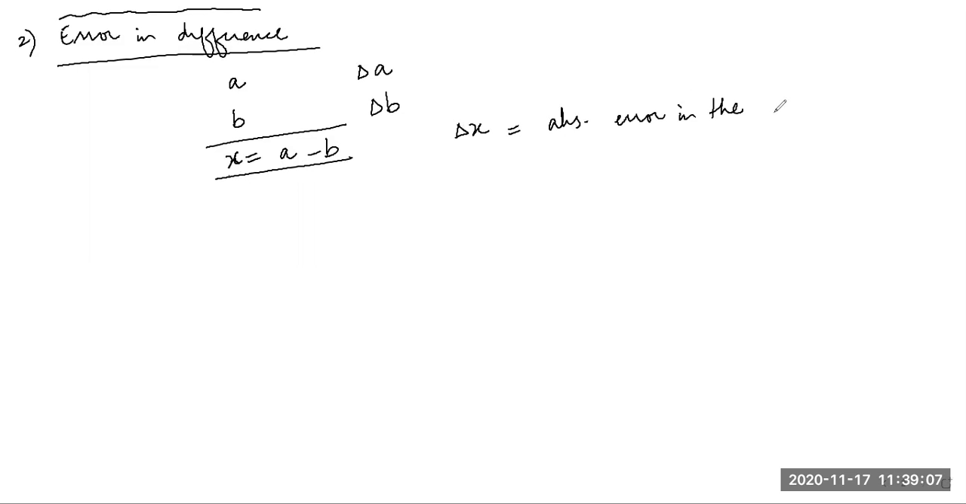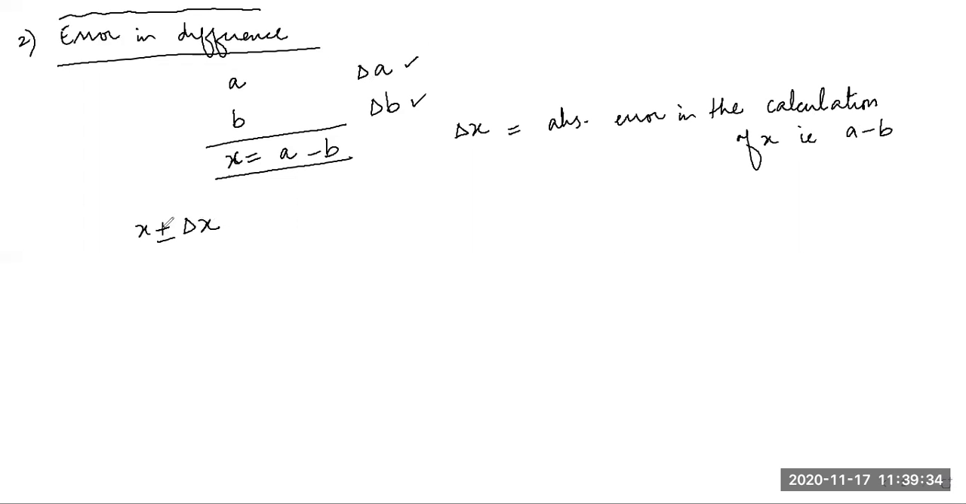Jasmine, what should I write? I should write "in the calculation", because X I have not measured, I have calculated on the basis of errors of A and B. Absolute error in the calculation of X. What is X? A minus B. Right, students? So how will I write? See, X plus minus delta X.